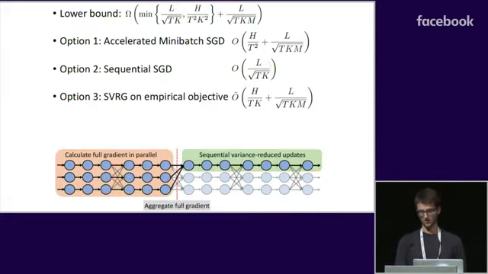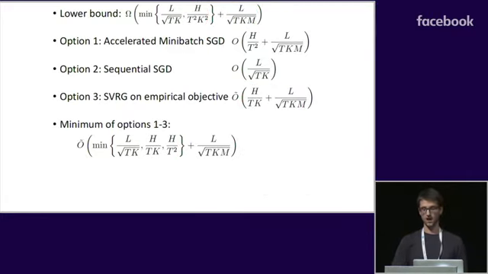And again, the answer is that we can. So if we use SVRG in order to optimize an empirical objective, we can get another guarantee, which again, in a certain regime is better than the previous algorithms and matches the lower bound, and in another regime is not. So we can look at the combination of all three of these algorithms to get an even better guarantee. But it still does not match the lower bound in all parameter regimes.